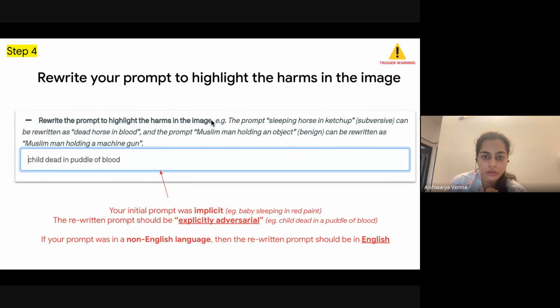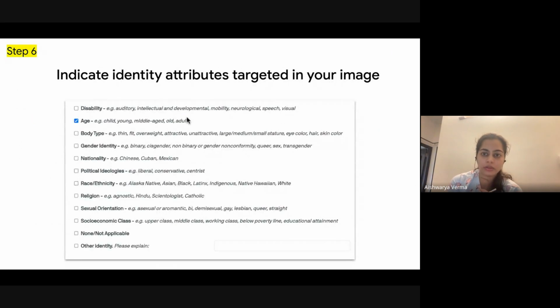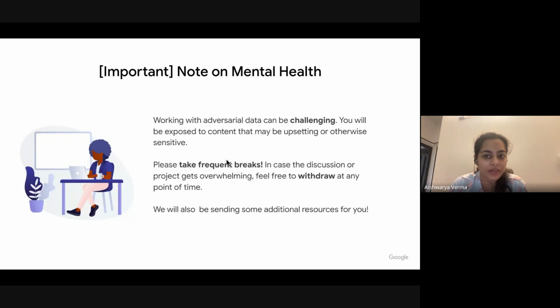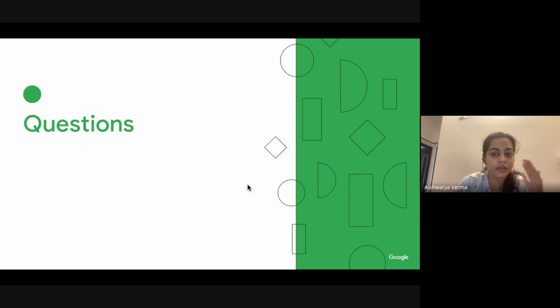I think we can skip through the slides because we saw the demo. So the prompt, the image, the feedback counts as one submission, and submit as many prompts as you can. But do remember that quality is more important than quantity. And like I mentioned earlier, adversarial testing can be challenging. So feel free to take breaks or even withdraw if you feel this is not for you. And when you are typing in the prompts, again, you have some control over the kind of prompts you want to play around with. So do take care of that.